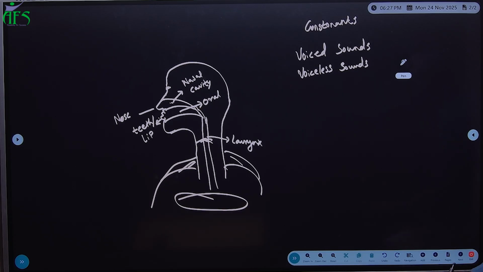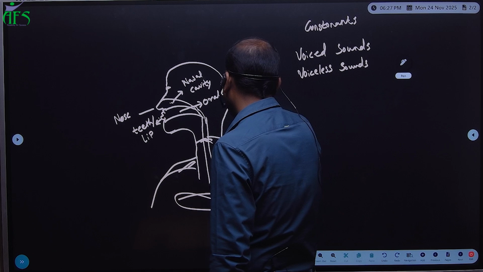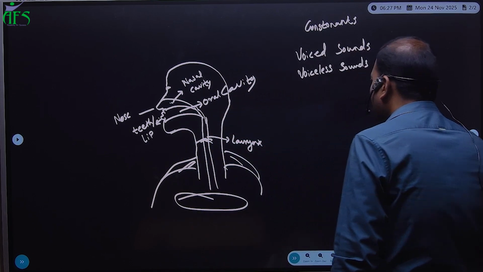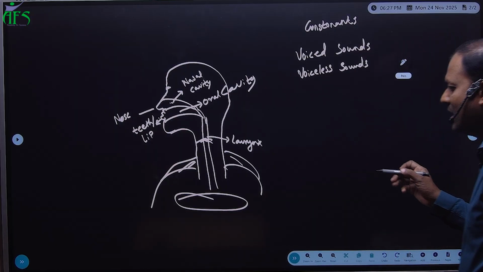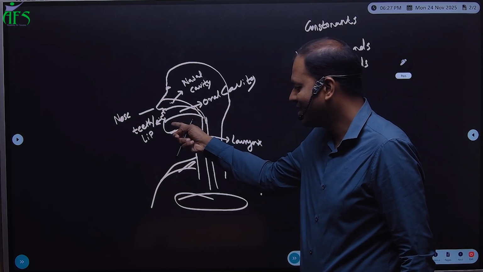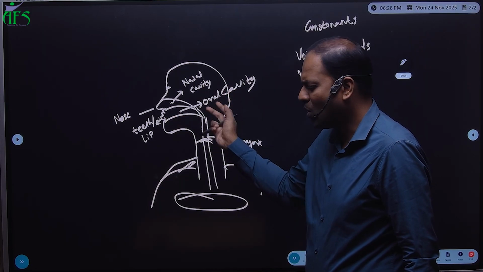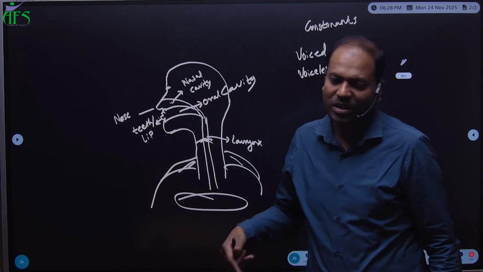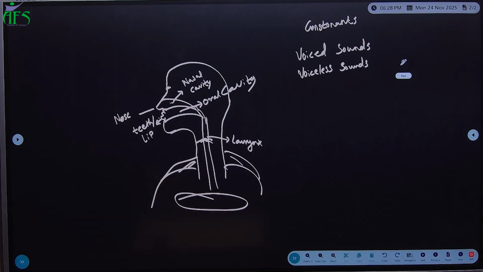Then the important part comes, the oral cavity, right? In the oral cavity, you will find the tongue, then teeth, then lips, even the hard palate and soft palate. All these are very close to each other, and how they work together to produce the proper sounds in a language, we'll see here.